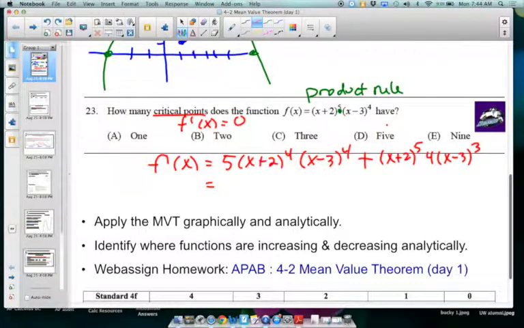So let's try factoring out common factors in these 2 terms. Does each one of these terms have a 5 coefficient? No. Does each one of these terms have an x plus 2? How many can we factor out? This one's got 4, this one's got 5. You can factor out 4, right? Okay. Do both these terms have an x minus 3? How many can we factor out? We've got the 4th power here, the 3rd power here, we can factor out 3.